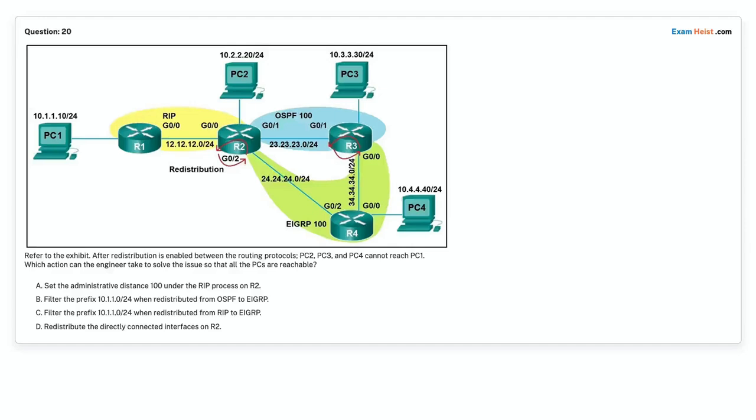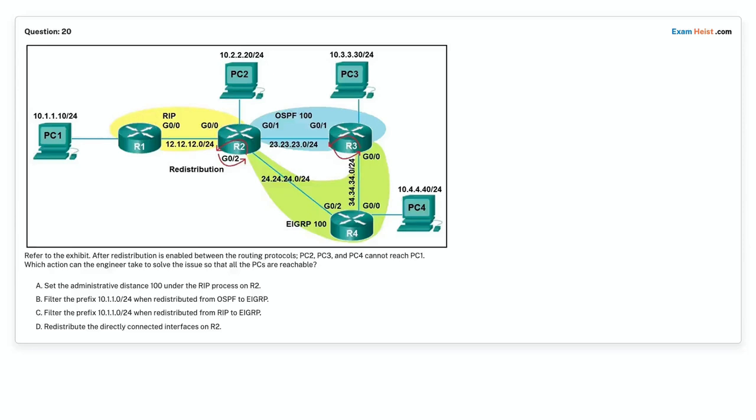Question 20. Refer to the exhibit. After redistribution is enabled between the routing protocols, PC2, PC3, and PC4 cannot reach PC1. Which action can the engineer take to solve the issue so that all the PCs are reachable?